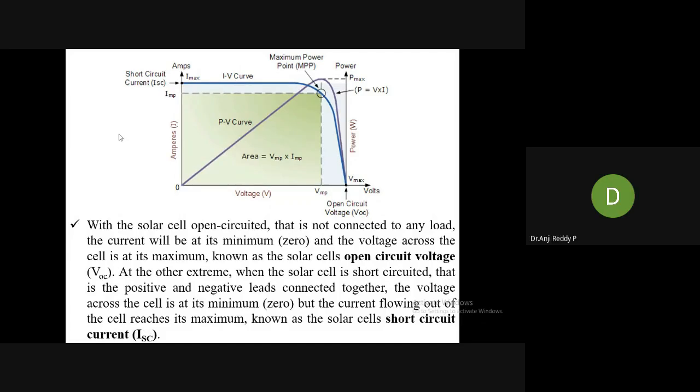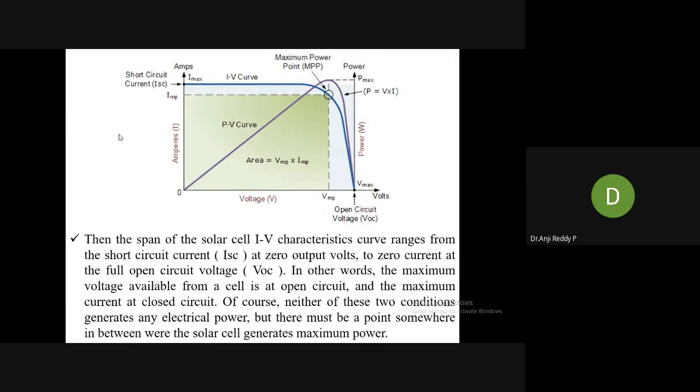Right. Next, third point. In the third point, if you study the graph, the span of the solar cell IV characteristics, that means the complete graph we are studying now, ranges from short circuit current to open circuit voltage. Remember, the span of the solar cell IV characteristics curve ranges from short circuit current, that means zero output volts, to open circuit voltage. Open circuit voltage means zero current.